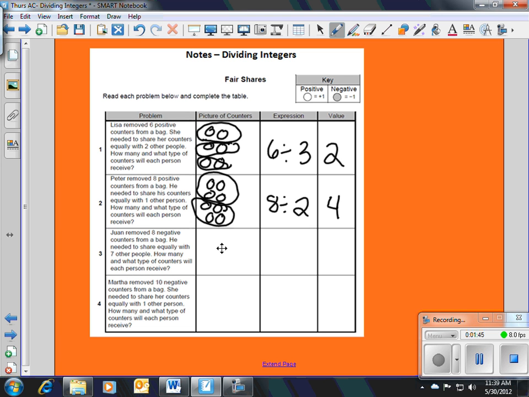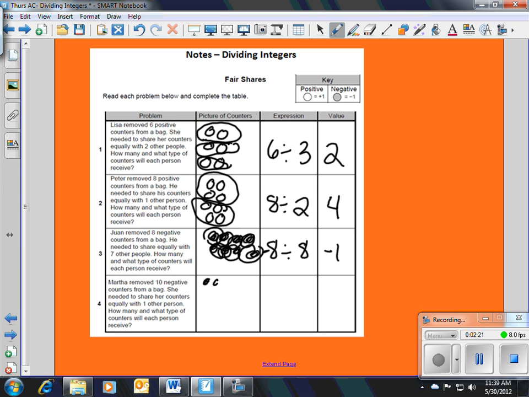Now, so far we've only dealt with positive counters, so of course our answers were positive. However, 1 is going to remove 8 negative counters. And he's going to share those equally with 7 other people, which means 1 and 7 people, that is 8 people total. So we are taking this and splitting it into 8 groups, which means negative 8 has been divided into 8 groups, which gives me -1.